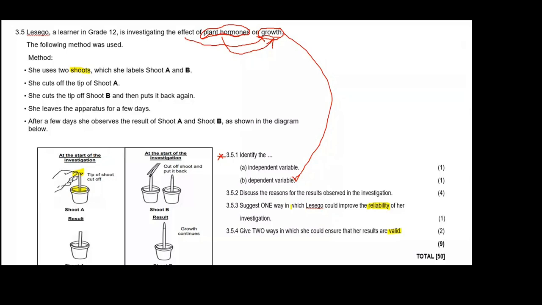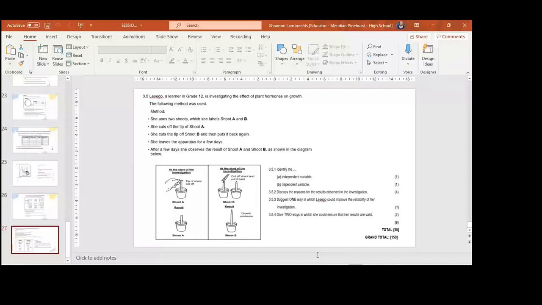And 3.5.4, she used the same species of shoot, same plant, same soil, same knife, same time of day, same person doing the experiment, etc., etc. Any questions for this experiment? That's the two things I wanted to mention there. The memo will be provided to you guys. I will just very quickly show it, but you will have the memo.